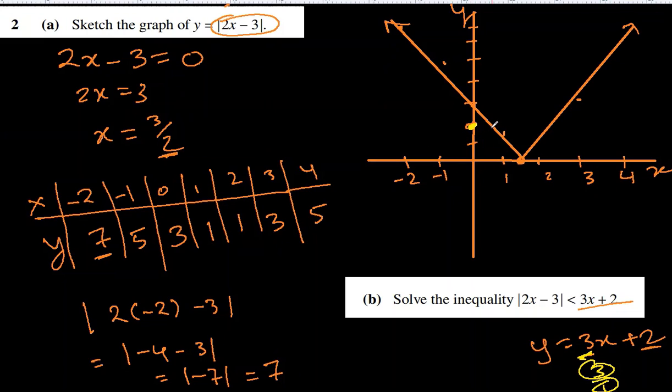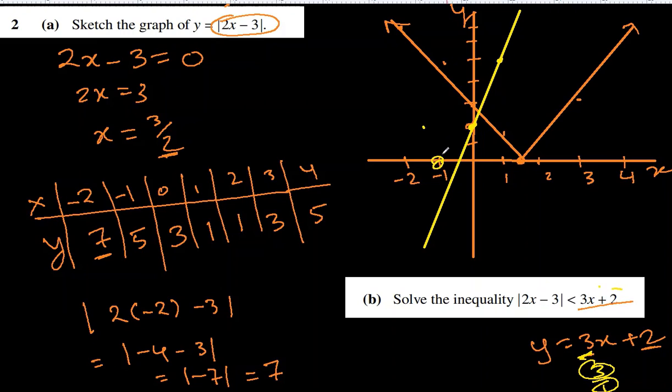So we'll go 1 here and 3 up. 1, 2, 3. That is the new point. And let me draw a line with these 2 points, and that gives us some idea what could be the answer. Here, they're wanting that 3x plus 2 should have a higher value than |2x minus 3|.